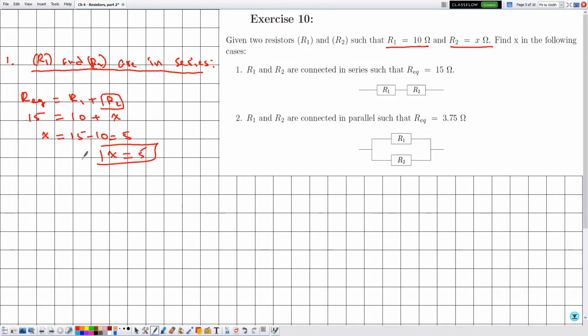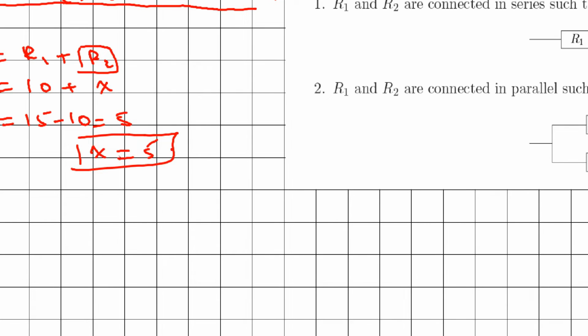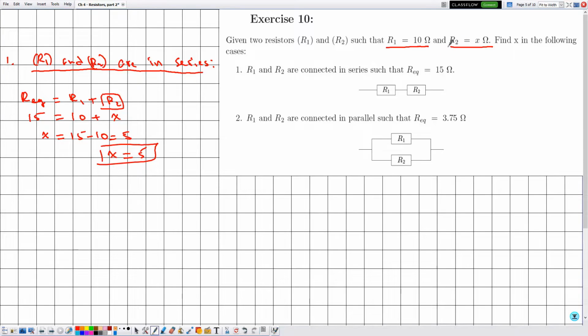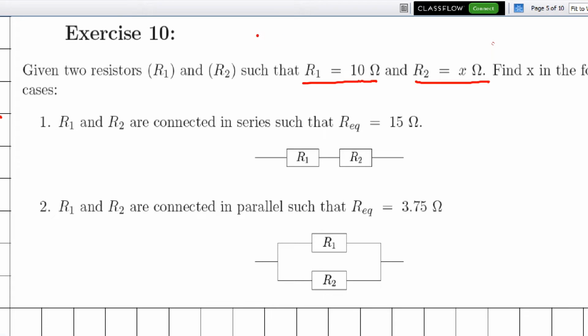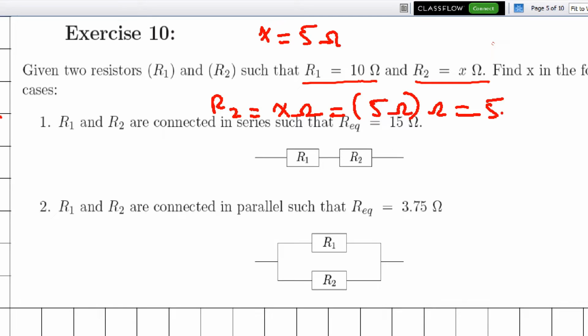Suppose by mistake we have placed that X is equal to 5 ohms. In this case, the value of R2 is given by X ohms, which is equal to 5 ohms multiplied by ohms, which is equal to 5 multiplied by ohms to the power 2, which is wrong.